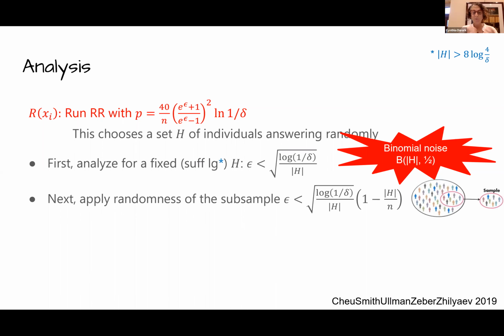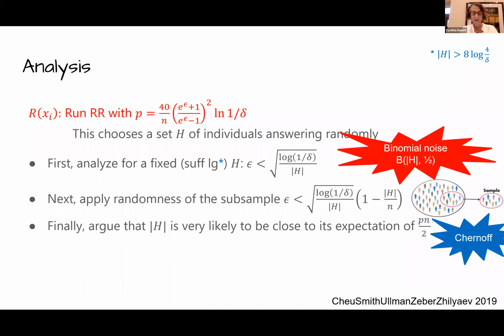Then we apply the randomness of the subsample technique that I mentioned earlier for understanding the privacy for everybody, because there's only a 1 minus the size of H over N probability that you're going to be actually contributing your data. So we get to multiply by this 1 minus the size of H over N. And finally, we argue that with this value of P, H is very likely to be close to its expectation, and that's from a Chernoff bound. Okay. So that's, in a nutshell, what their analysis is.